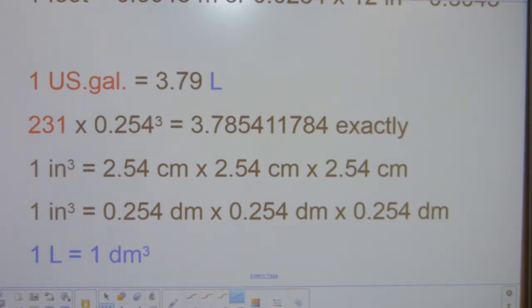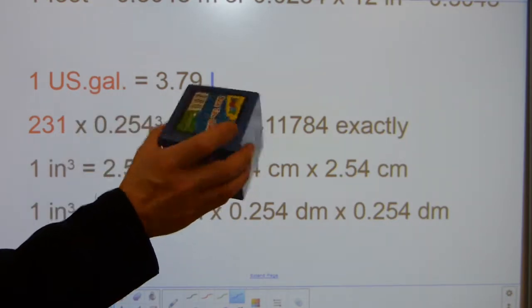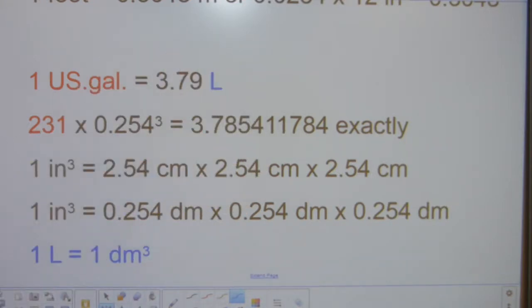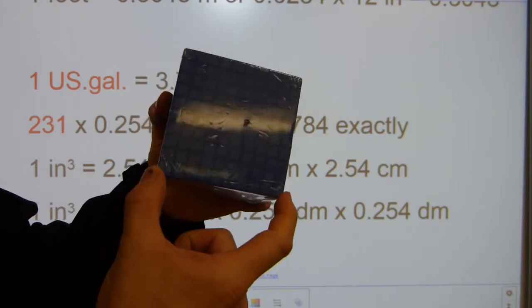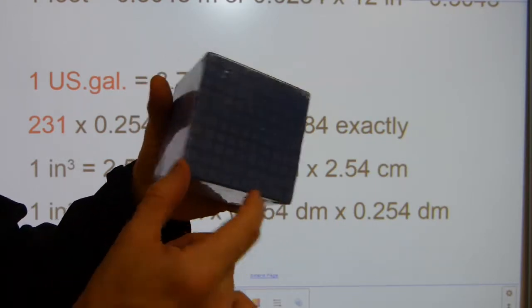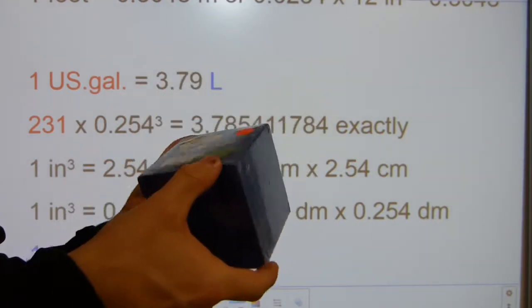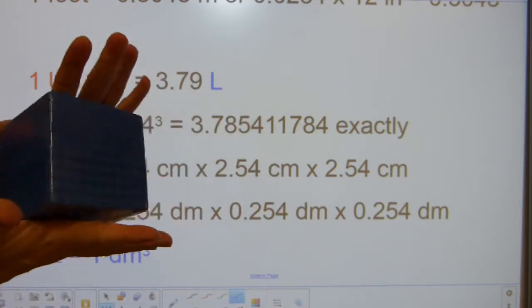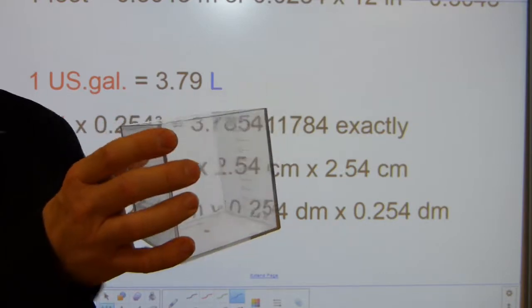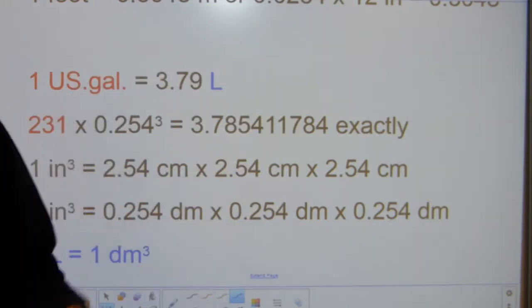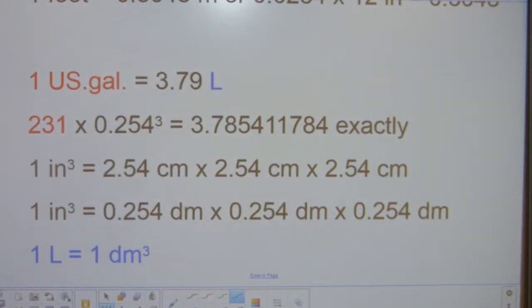This liter comes from a fact that I wanted to list here. The liter is essentially the same as a cubic decimeter. This is a cube that is a cubic decimeter, because it's 1 decimeter, which is 10 centimeters, by 1 decimeter by 1 decimeter. This is a cubic decimeter of space. And when this space is filled with a liquid, then it's 1 liter, but there are other conditions to it, so that's coming up later.